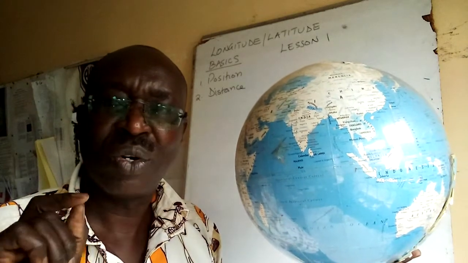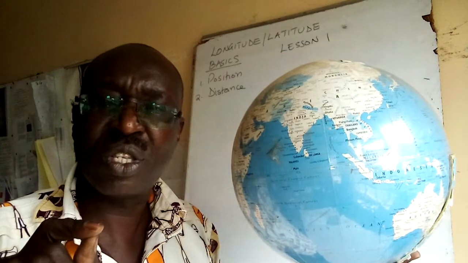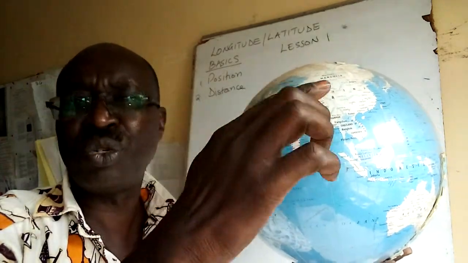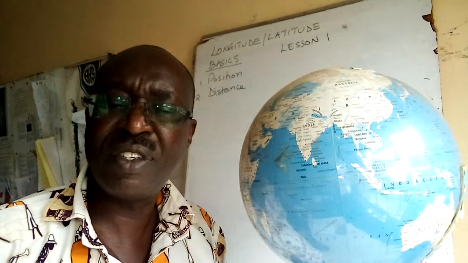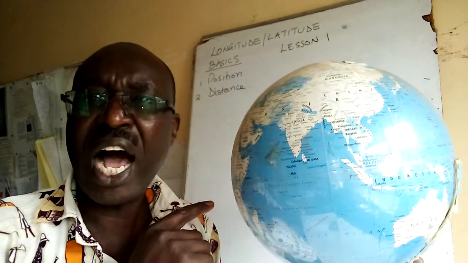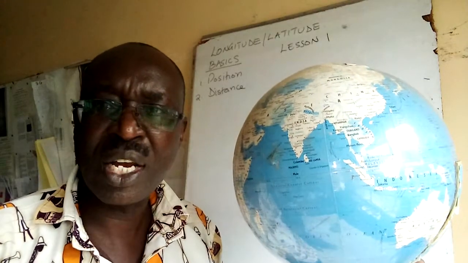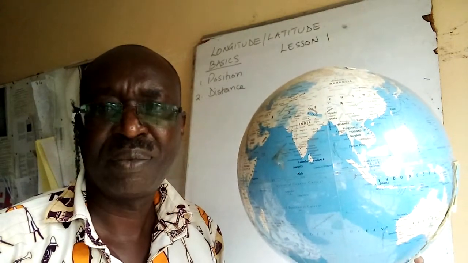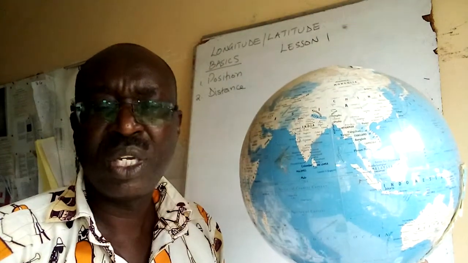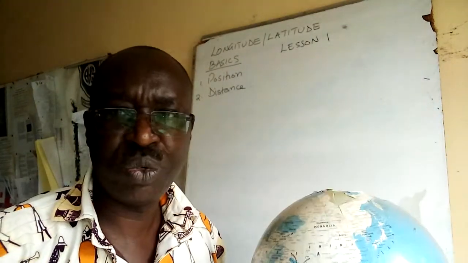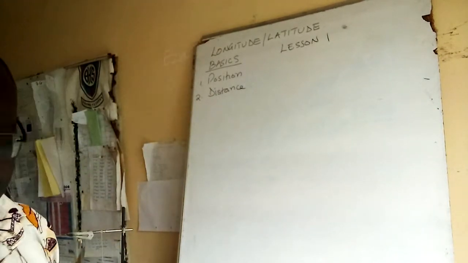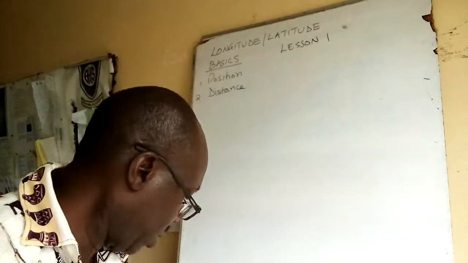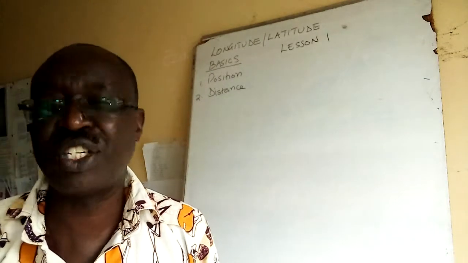So 20 degrees north would be a latitude on the northern hemisphere, and 45 degrees south would be a latitude on the southern hemisphere. Remember, those which run from north to south are known as longitudes. So we know basically what is longitude and what is latitude.